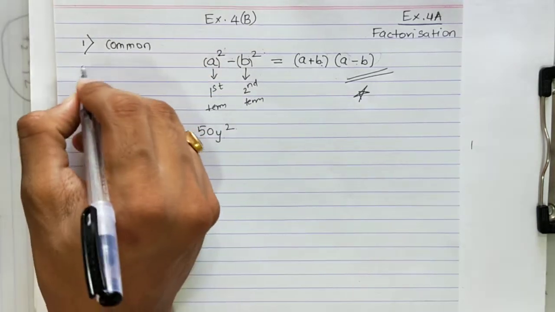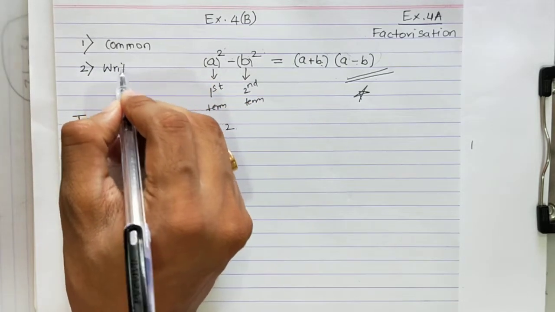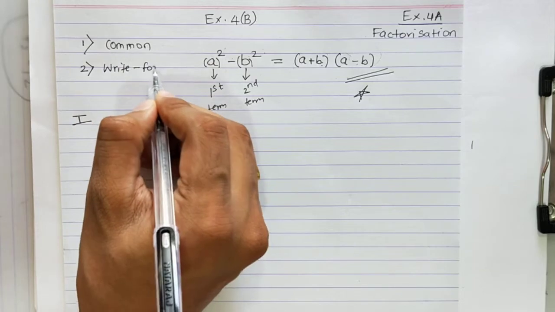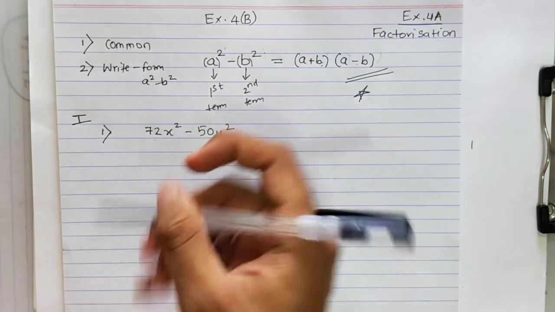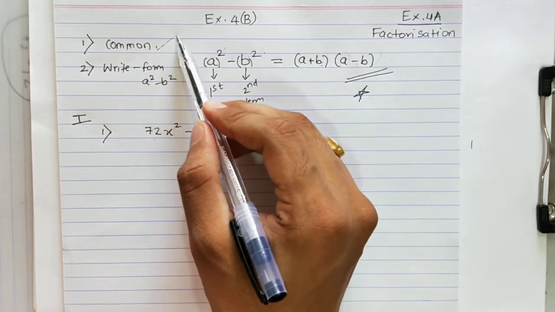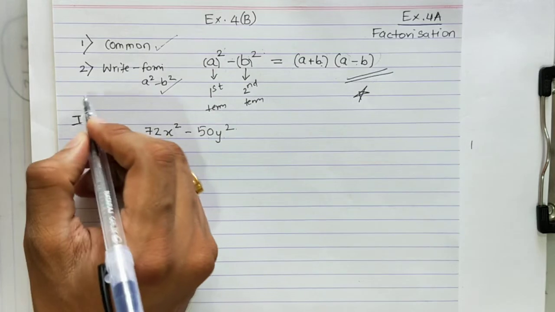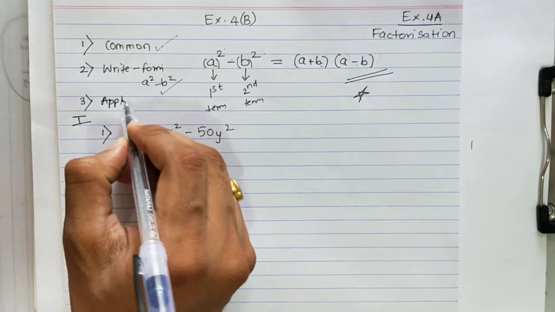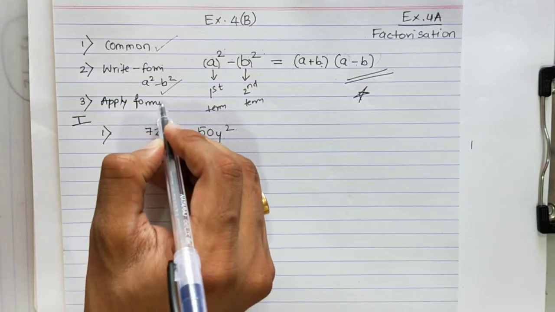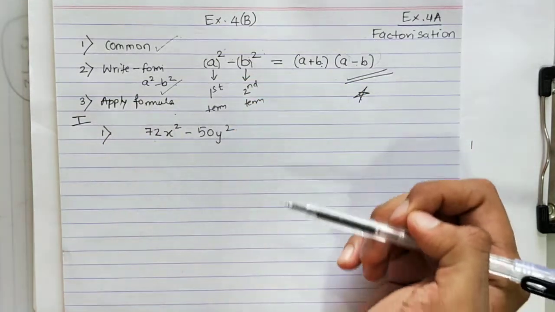Then we have to write it in the form of a square minus b square. First step is take common if possible. Second step, write in the form of a square minus b square. And third step is apply formula. So I have given you these 3 steps to understand how to solve the sum.